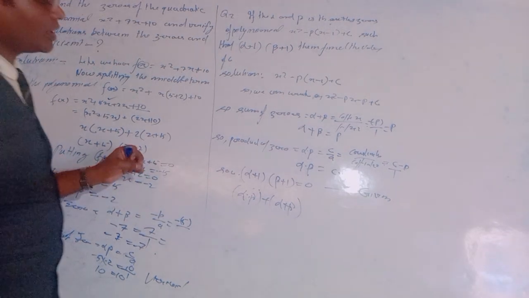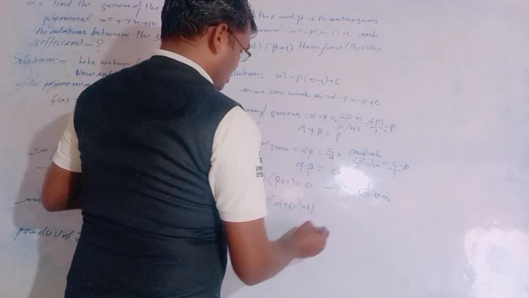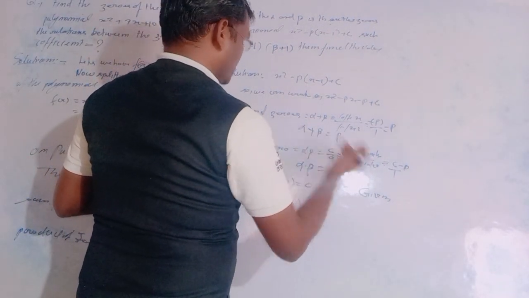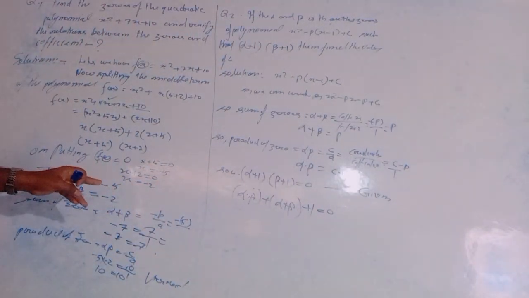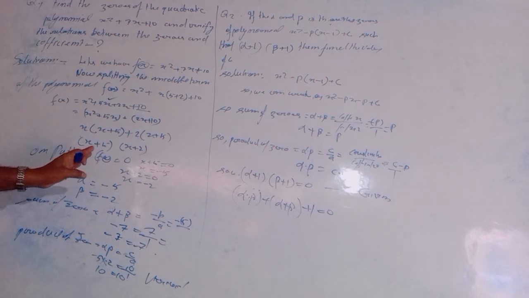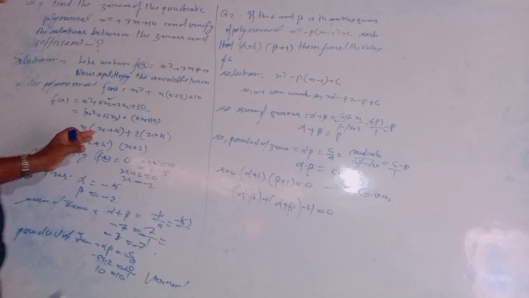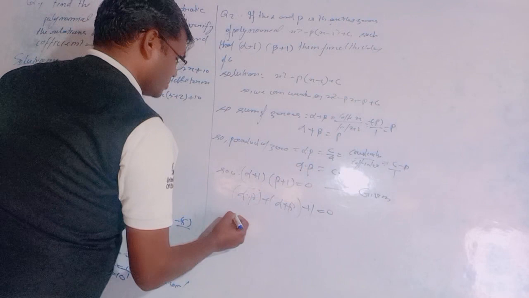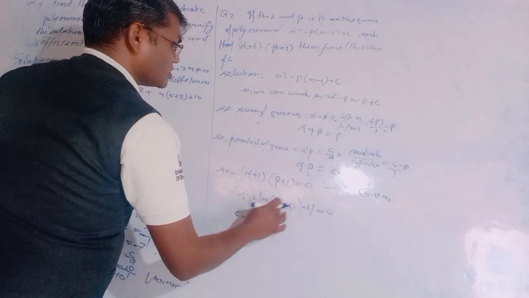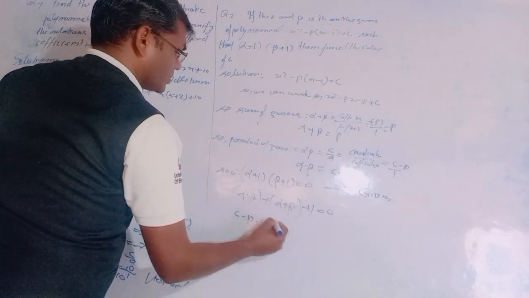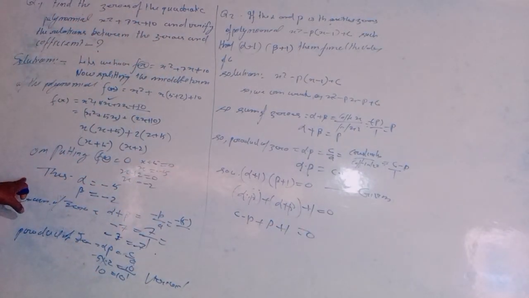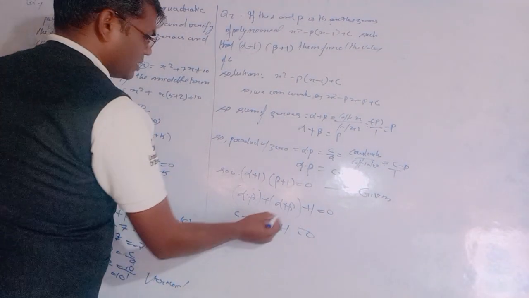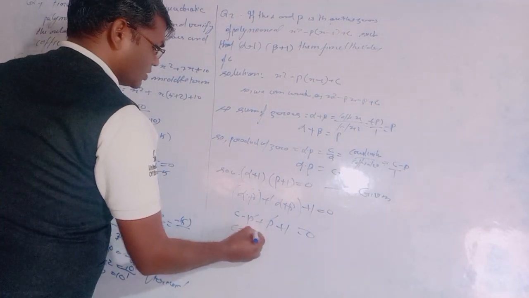So plus 1. Here is alpha into beta plus alpha plus beta plus 1 is equal to 0. Alpha into beta is c minus p, plus alpha plus beta which is p, plus 1 is equal to 0. So p and p cancel out, then c minus 1 is equal to 0.